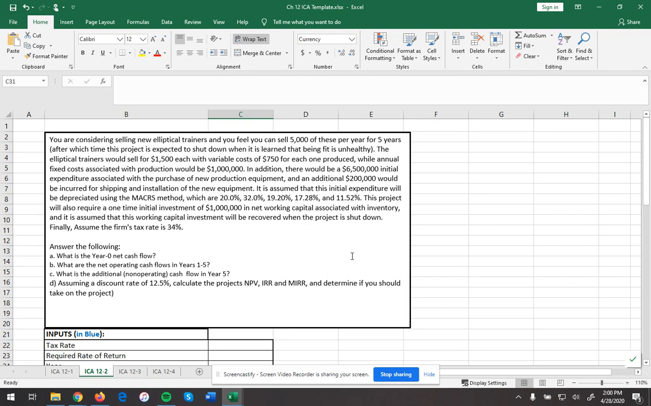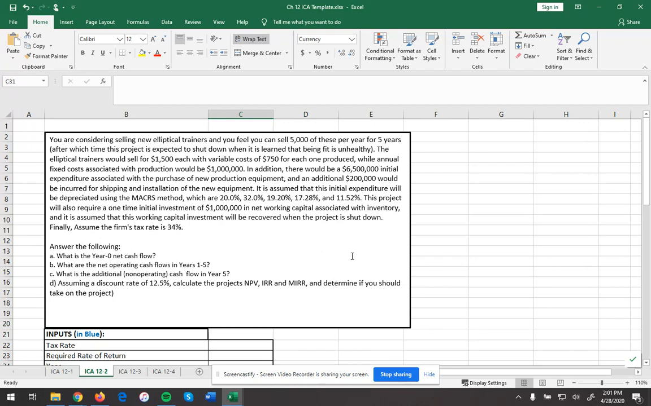The elliptical trainers would sell for $1,500 each with variable costs of $750 per each one produced, while annual fixed costs associated with production would be $1 million. In addition, there would be a $6.5 million initial expenditure with the purchase of the production equipment, and $200,000 would be incurred for shipping and installation of the new equipment. It is assumed that this initial expenditure will be depreciated using the MACRS method, which is 20%, 32%, 19.2%, 17.28%, 11.52% per year for years 1, 2, 3, 4, and 5 respectively.